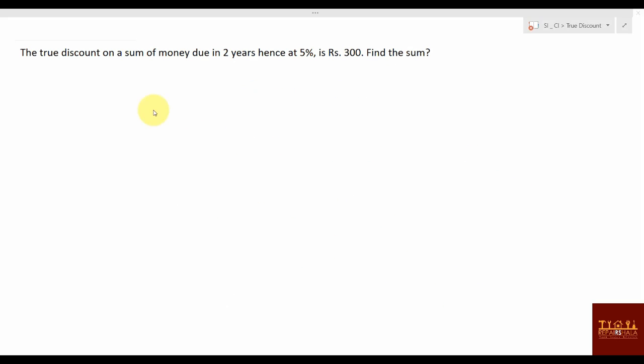The true discount on a sum of money due in 2 years hence at 5% is 300 rupees. Find the sum. So what is given? True discount is given, and you know that present worth plus true discount is face value. This sum of money is on face value. We always talk about face value only. Until they ask for present worth, whatever sum of money is given is always the face value. So what they are telling is, on a sum of money due in 2 years hence at 5%.